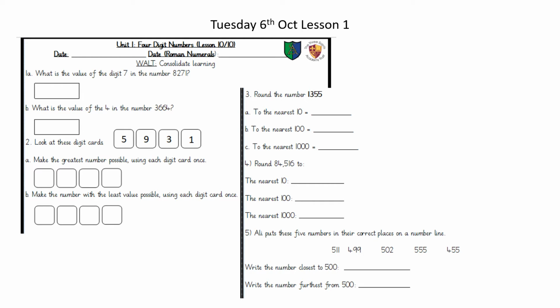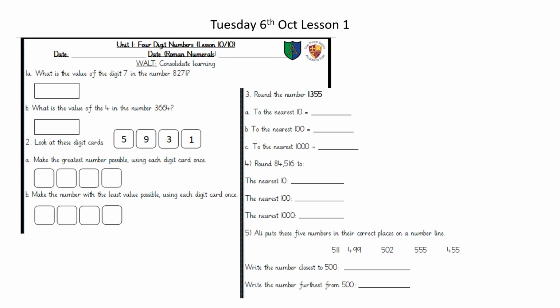For Tuesday's lesson, this is the end of our unit on 4-digit numbers, so it's revisiting everything we've covered in these 10 lessons since we started this unit. Number 1, it's looking at the place value of a 4-digit number. What is the value of the digit 7 in that number? Same for part B, what is the value of the digit 4? I bet you can tell me the value of each of those digits in both of those numbers.